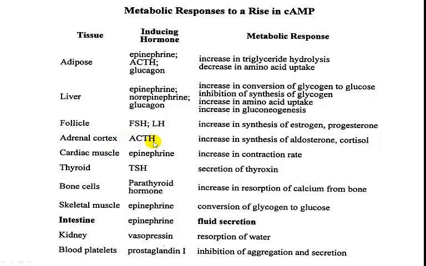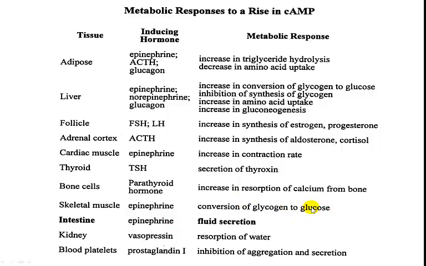The adrenal cortex, ACTH, will increase the synthesis of aldosterone and cortisol. In cardiac muscle, epinephrine will increase the contraction rate. The thyroid, TSH, will increase the secretion of thyroxine, and that's quite a complex process, so we'll see more of that in the future. And the bone cells, parathyroid hormone, will increase resorption of calcium from bone. Skeletal muscle, epinephrine, conversion of glycogen to glucose.